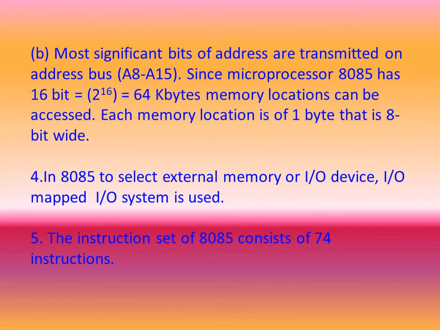Next feature is that 8085 uses external memory. To select external memory, one system is used, and that system is called the IO mapped IO system. And the last is that the instruction set of 8085 consists of 74 instructions. So here these are the main 5 features of your microprocessor.